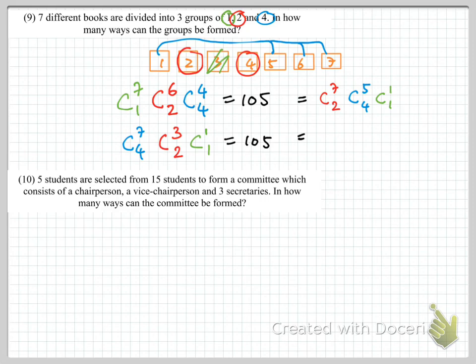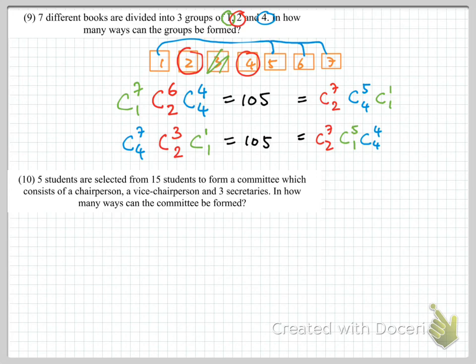Let's try that again. Let's try the red, green, blue. Red will be 7C2. You have 7 books, you choose 2 of them. And then you have 5 books remaining. You choose 1 of them. And then you have 4 books remaining, you choose 4 of them. No matter how you line up these 3 colors, they all arrive at the same answer. This is question 9. And then we have question 10.